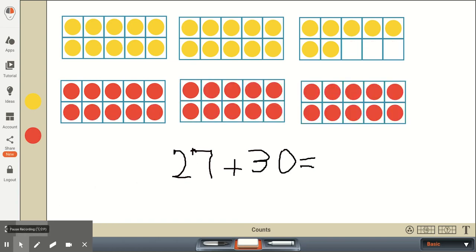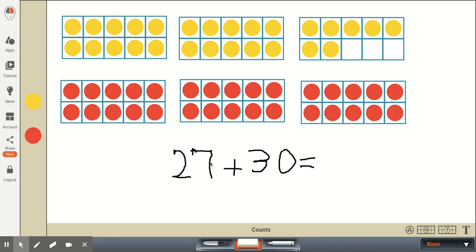Now, staying with our 10 frames and our counters, we'll add a 2-digit number to a multiple of 10. So now we're looking at 27 plus 30. Once again, we want to add 10s with 10s and 1s with 1s. When we add our 10s, we see that we have 1, 2, 3, 4, 5 10s, or 10, 20, 30, 40, 50. And the only ones that we have are the ones in the number 27.